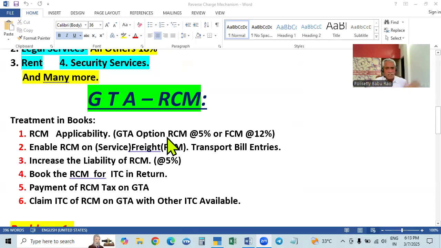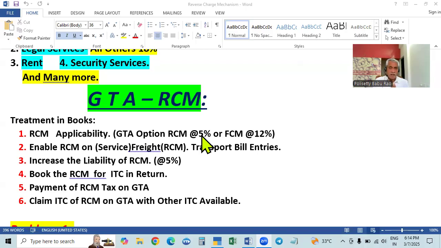GTA RCM, everything is the same. Every entry, everything is the same, just like receiving a service, you will enter. But the only thing is, for the 5% RCM of the GTA who has not selected 12% forward charge, whether registered or unregistered, if not selected 12%, then 5% will be applicable.